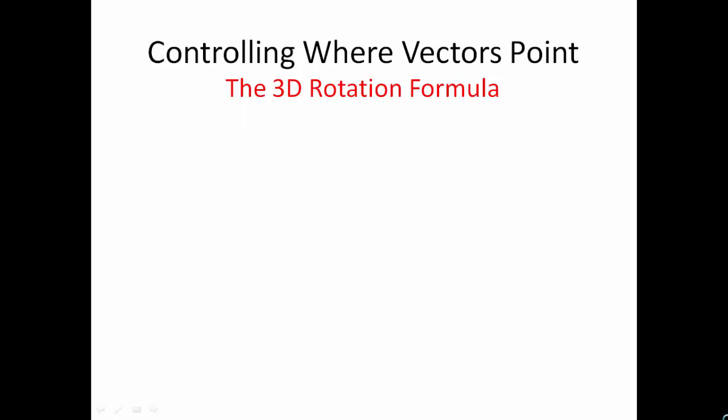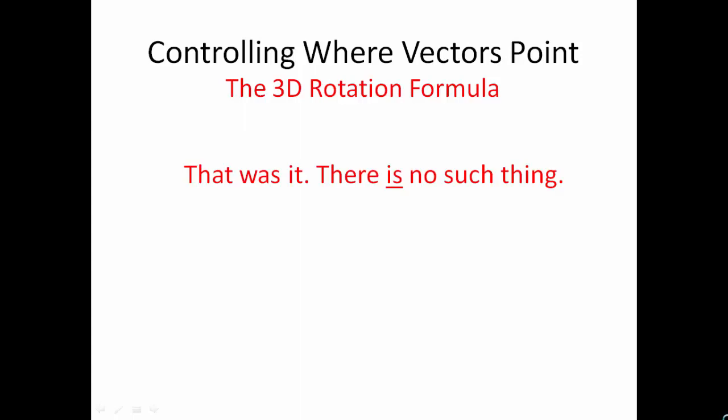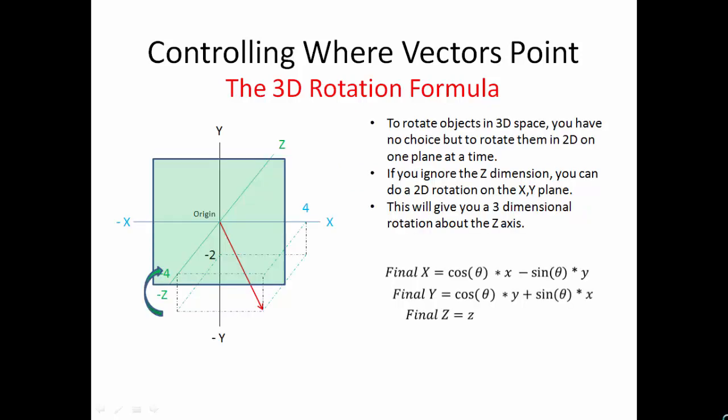So what about the 3D rotation formula? How do you rotate a 3D vector? Now that we've seen how you rotate a 2D vector, we're going to be working in 3D. How do you do that? There's no such thing. We have perfectly described how to rotate 3D vectors, because you can't. There is no such thing as a 3D rotation formula. What there is is the 2D rotation formula, and basically we reduced the problem to a 2D rotation.